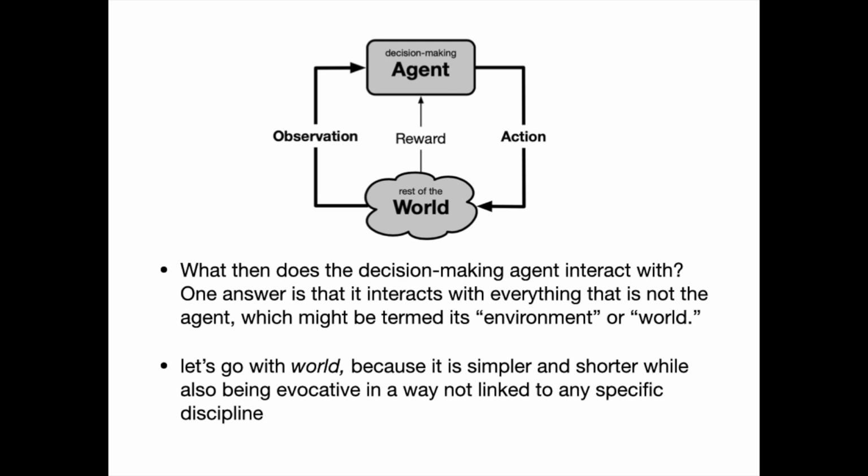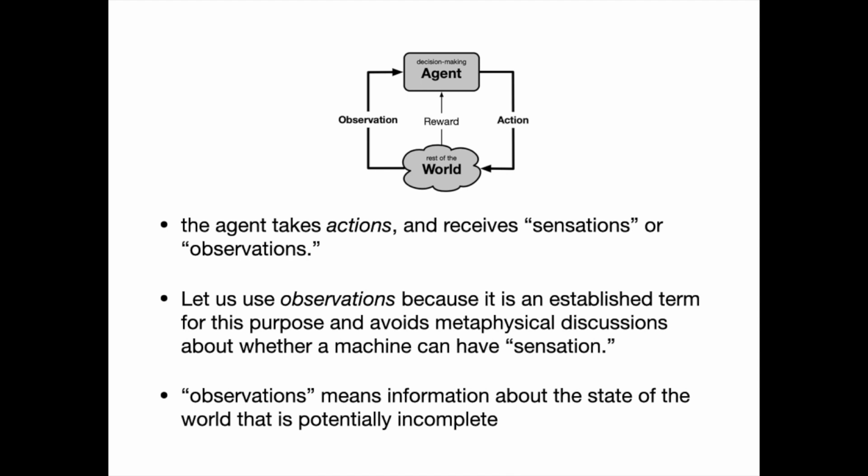to any specific discipline. The agent takes actions, and receives sensations or observations. Let us use observations because it is an established term for this purpose and avoids metaphysical discussions about whether a machine can have sensation. Observations means information about the state of the world that is potentially incomplete.